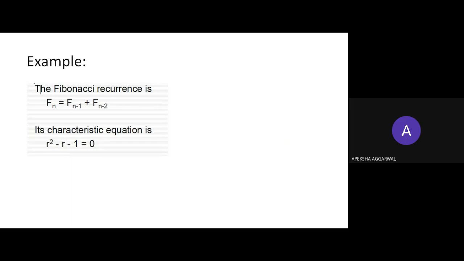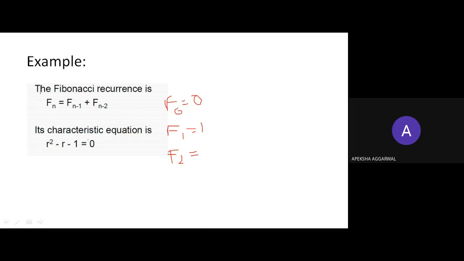Now, for example, f_n is equal to f_(n-1) plus f_(n-2). This is your Fibonacci, right? If f0 was given, what is f0 in Fibonacci? Ma'am, 0. And what is f1 in Fibonacci? 1. Right? So you can calculate f2. f2 is 1.